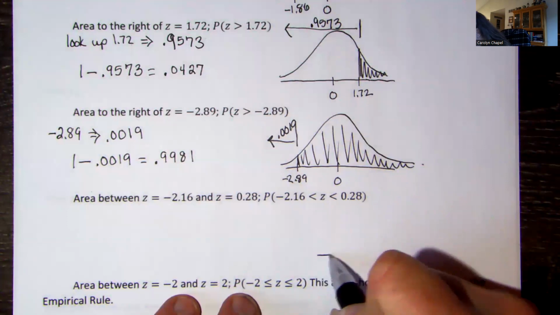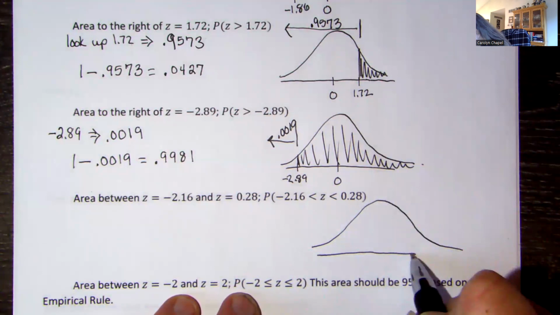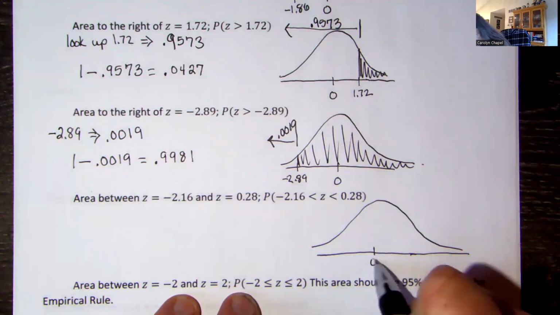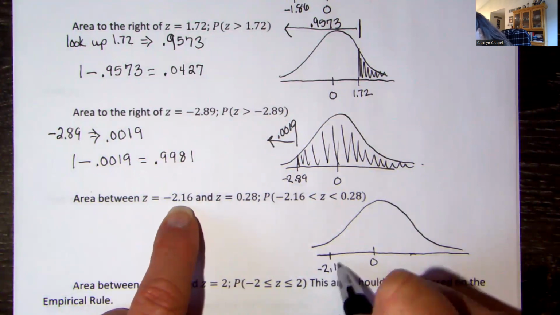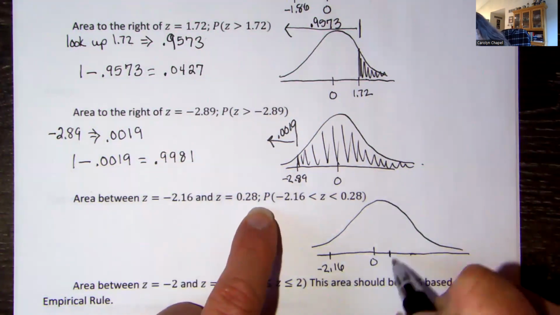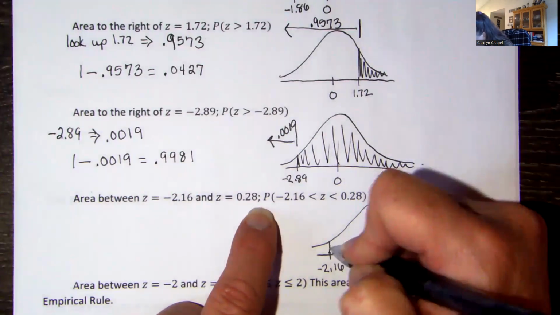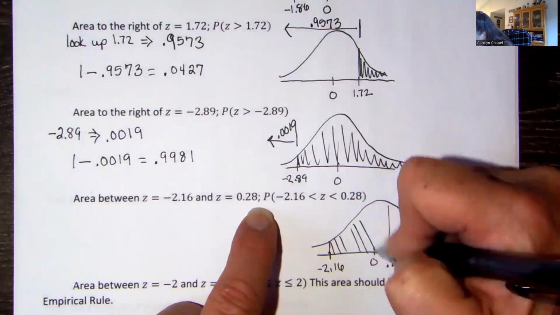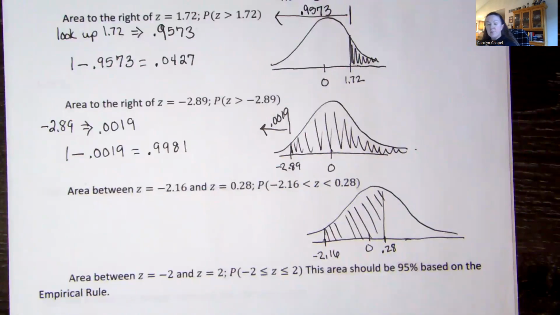Okay, here we're trying to find between. And so I'm putting my 0 in there. So I'm going between a negative 2.16 and 0.28. Again, where you draw these, it's just for reference, so you can kind of get a picture. Again, I always put the 0 in there and then reference those values on either side. So the negatives are to the left, the positives are to the right.